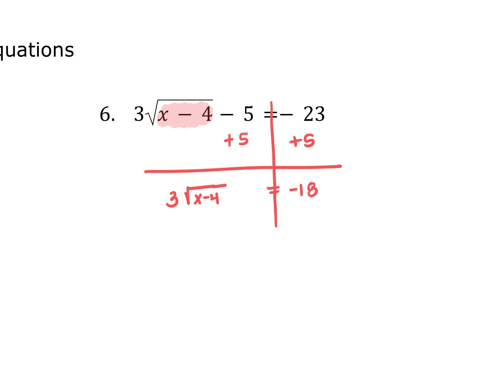Okay, the next thing I want to do is isolate the radical again. This is underneath the radical. Okay, so I still have 3 times that, so I've got to get rid of the multiply by 3. So to get rid of multiply by 3, I'm going to divide by 3.